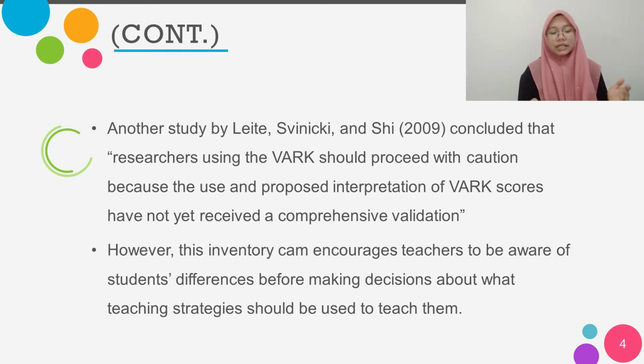However, this can encourage teachers or other learners to be aware of students' differences before making decisions about what teaching strategies should be used to teach them. This means it does not have a real measurement of validity and reliability, but it can help us to know our learning styles, which is to know our strategy to study and our strategy to learn. That's all for me, and I will pass to Hikmah. Thank you.